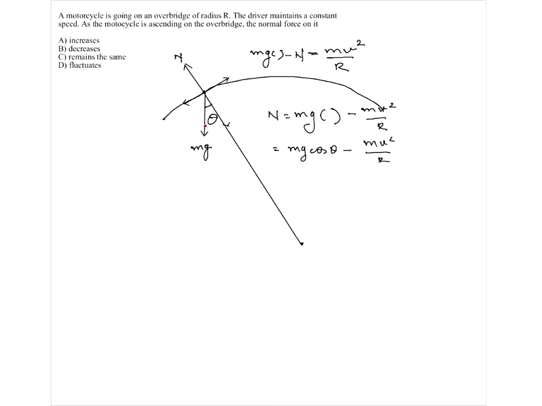So if theta is decreasing, then cos should increase, isn't it? If theta is decreasing, then cos should increase. Yes, the answer is option A. If you have any questions here, then let me know.